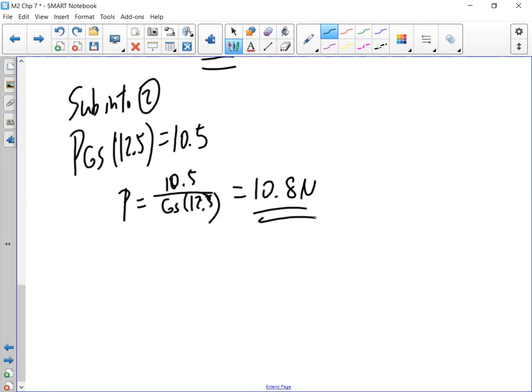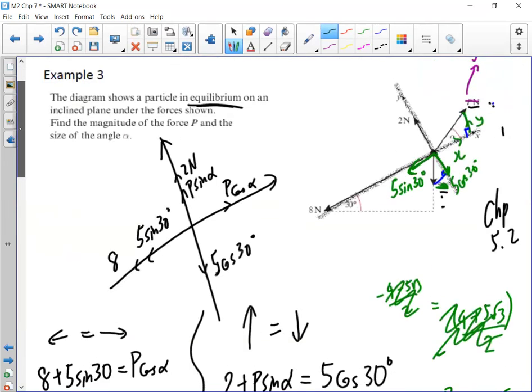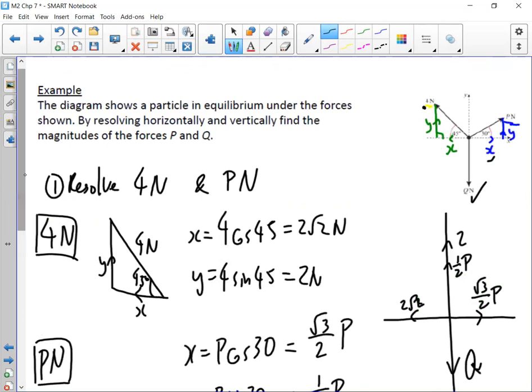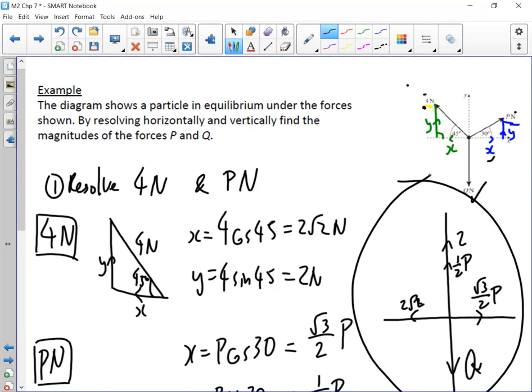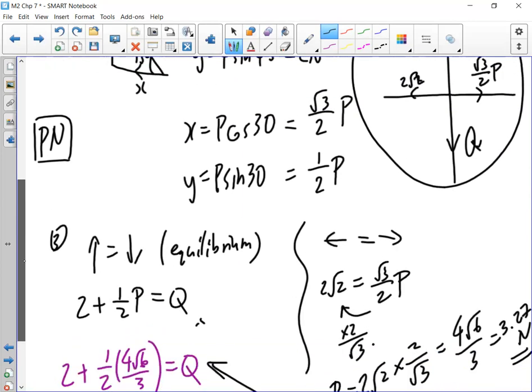Okay, that's it for chapter 7.1. Quick recap. Step one, resolve any forces that are not on the axis. In this example number 2 that we've gone through, the 4 Newton and P Newton forces are not on the axis, so resolve them. Second step, draw a big force diagram, like this one. Step 3, upward force equals downward force, left force equals right force, and then usually you will solve all your variables.